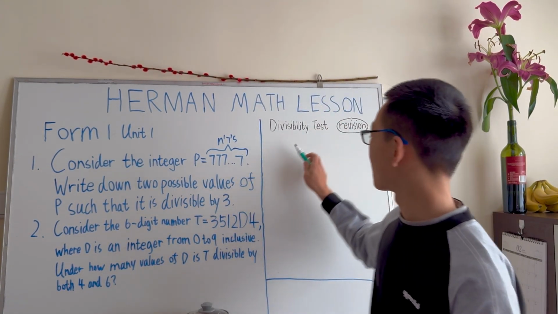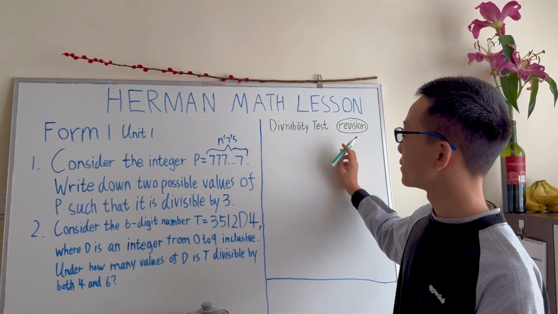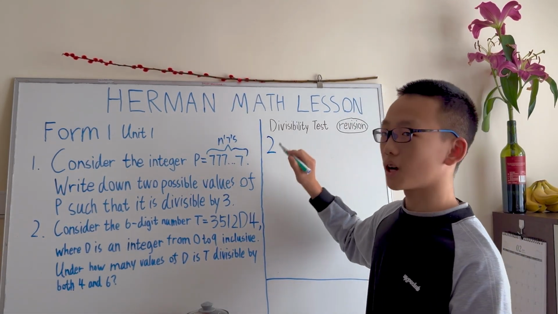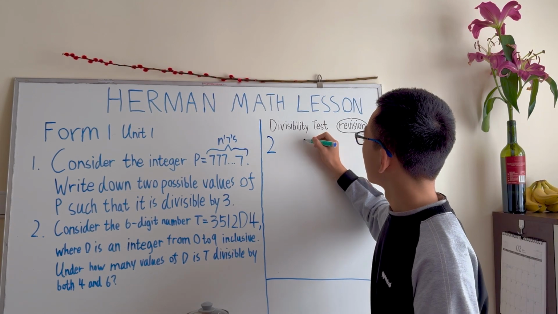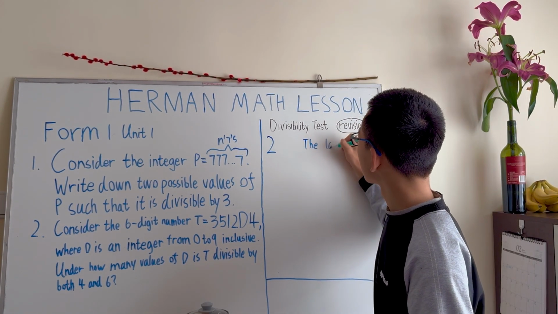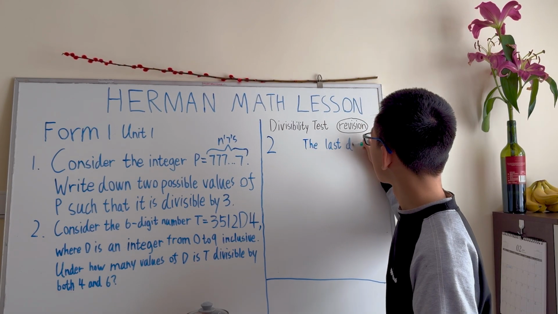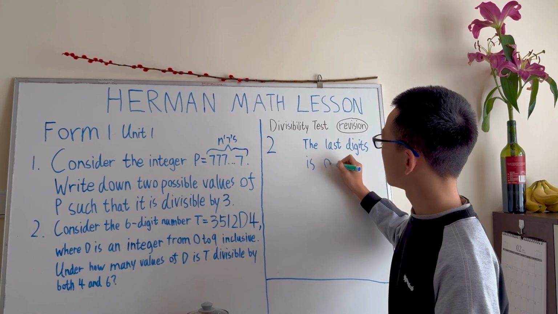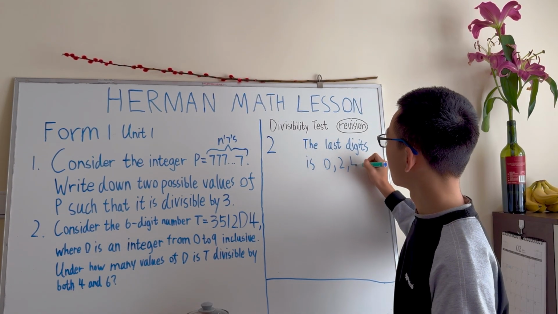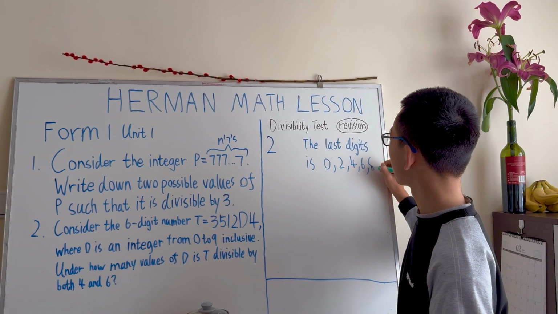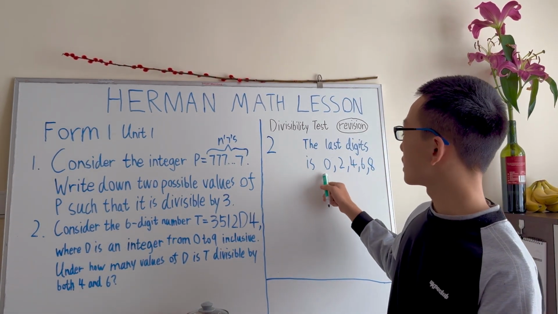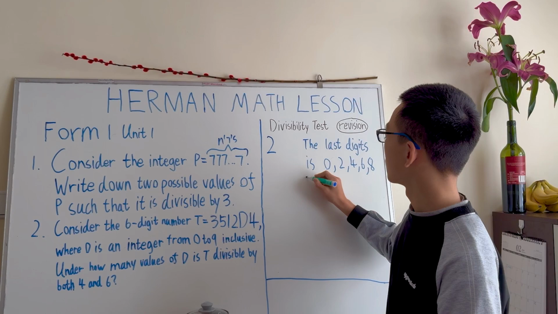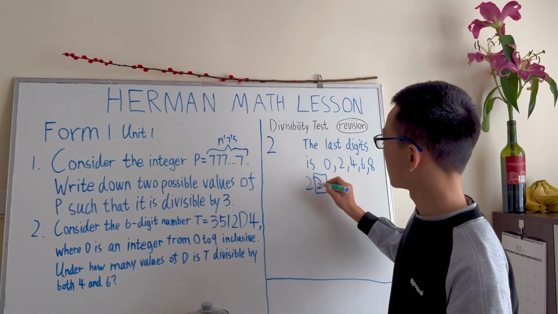And let me talk about the divisibility tests to you. First, it is 2. If you find a number's last digit is 0, 2, 4, 6, or 8, then that number is a multiple of 2. Like 22, we look at the last digit.